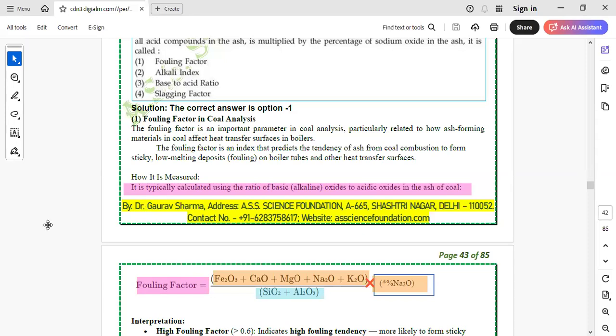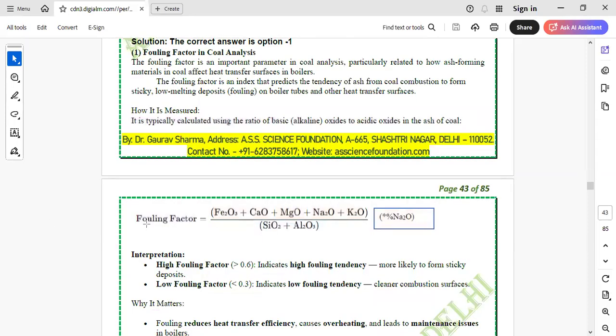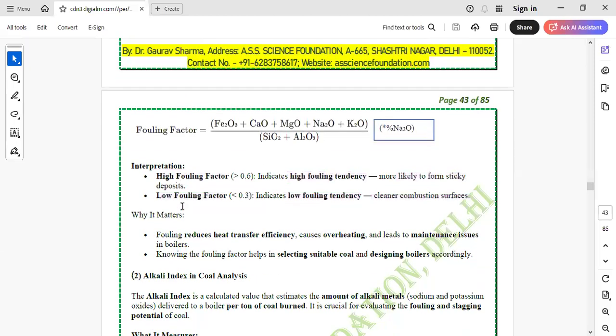Then they have asked about, and they have mentioned here also, the application type. High fouling factor more than 0.6 indicates high fouling tendency, more likely to form sticky deposits, right? Low fouling factor less than 0.3 indicates low fouling tendency, cleaner combustion surfaces. So उनका logic भी है कि अगर fouling factor is high, what will happen? Low, what will happen? So it matters in heat transfer efficiency को. So fouling reduces the heat transfer efficiency and causes overheating and leads to maintenance issues in boiler, right?